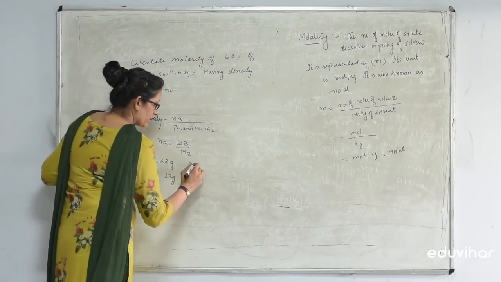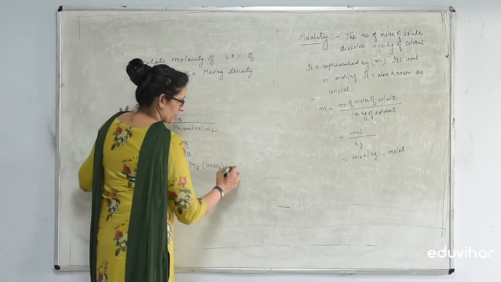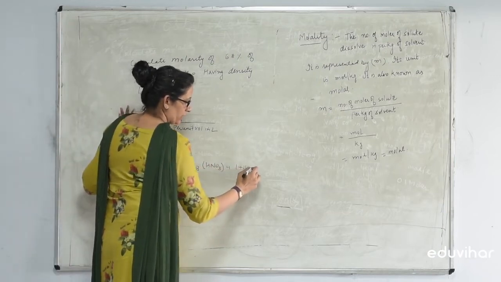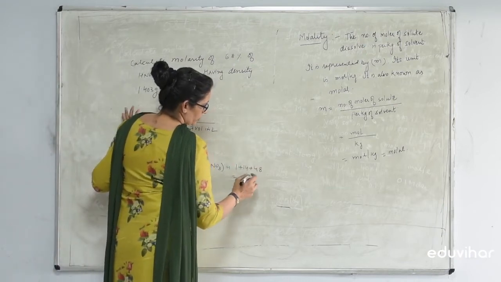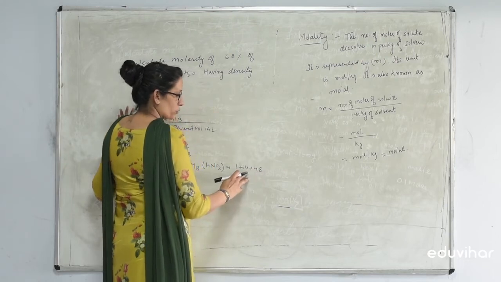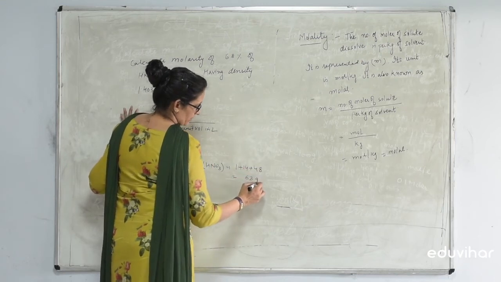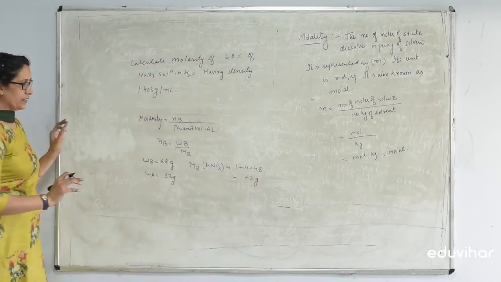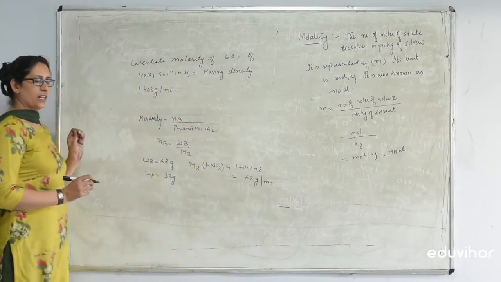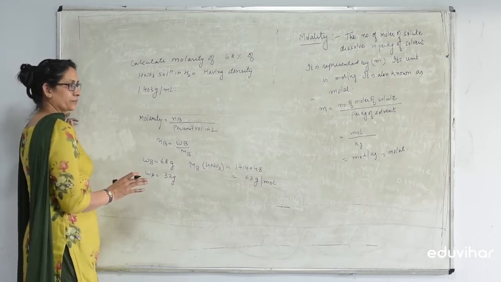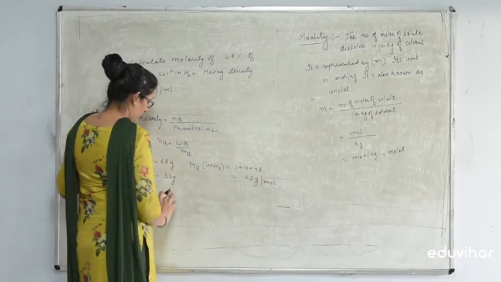Then Mb: we have HNO3. Hydrogen has mass 1, nitrogen has 14, each oxygen has 16. Then we have 3 oxygen, that is 48. 48 plus 14 is 62, plus 1 is 63 gram. Is it clear? We have the molecular mass 63 gram per mole. This is the Mb. Mb is 63 gram per mole.